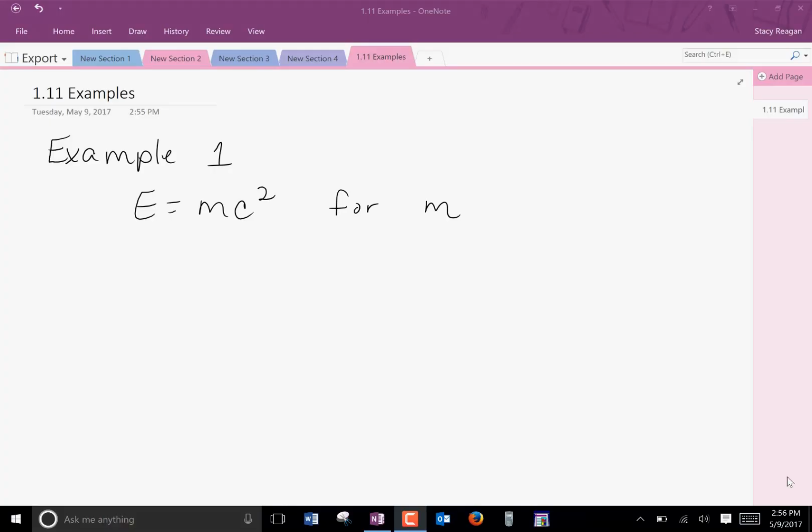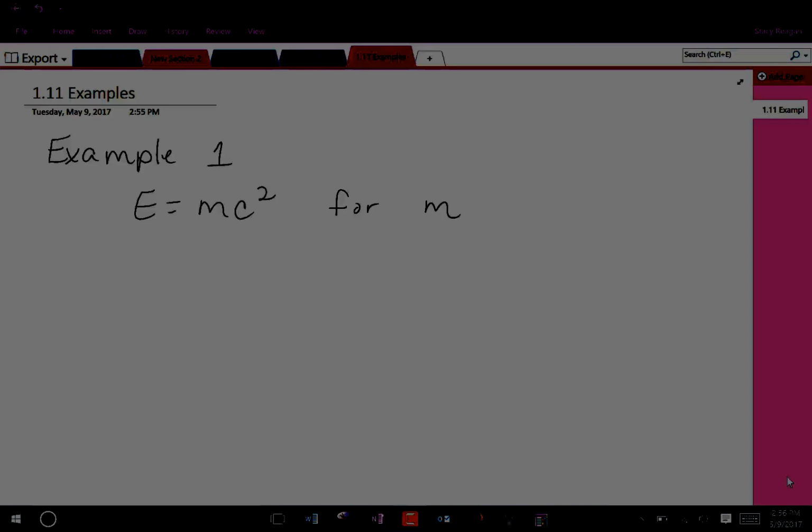Right now we're going to look at the examples in 1.11. We're going to start on page 39 and we're looking at example 1, and it says to solve Einstein's formula E equals mc squared for m. Now notice this formula has no numbers in it.